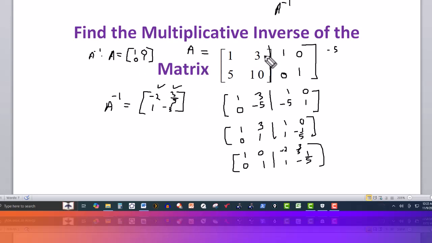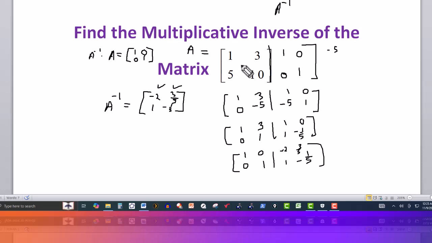And then you do it with the next column. So -2 times 3 is -6, and 3/5 times 10 is 6. So it's -6 and 6, and this will give me a 0. Checks right there. Now you do the second row with those two columns. So 1 times 1 is 1, -1/5 times 5 is -1, and 1 and -1 is 0.